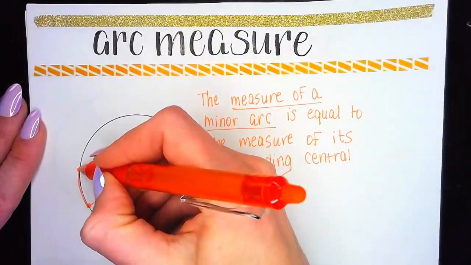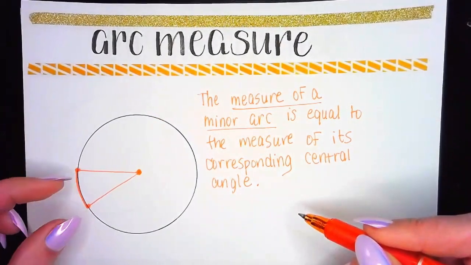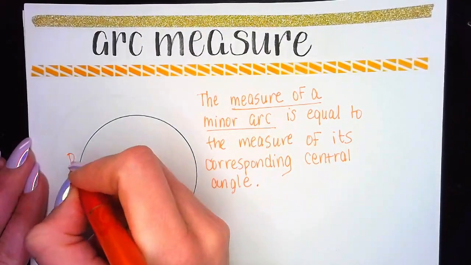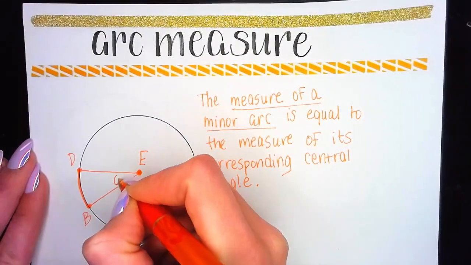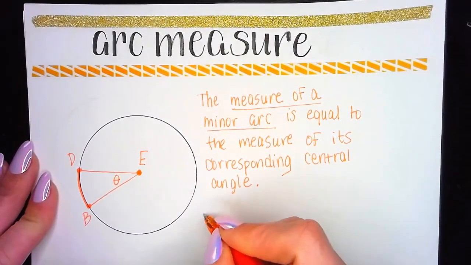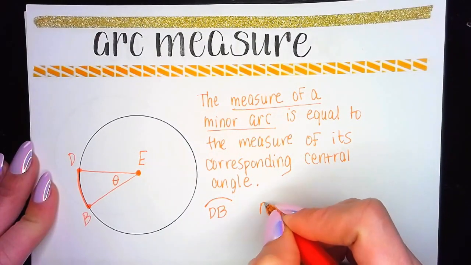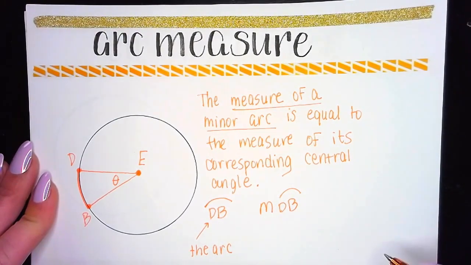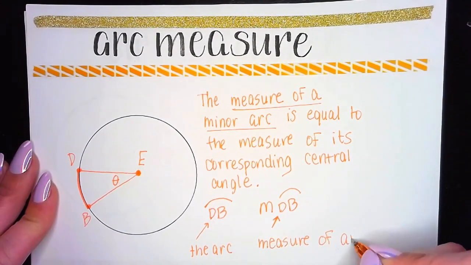Okay, so an arc measure and an arc length are not the same thing. An arc length would be asking us, how long is this? This is arc measure we're asking about. So for example, if I call this DEB, I'm going to name this angle theta, or I can call it angle DEB. So that would mean I need a way to measure this also. So the minor arc is going to be DB. That's the minor arc. The measure of it, M of arc DB.